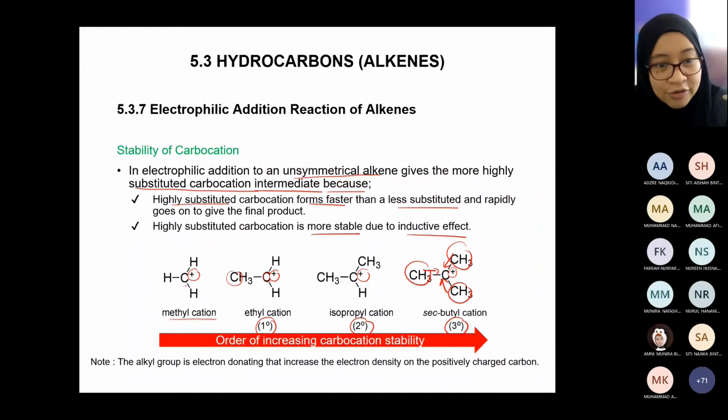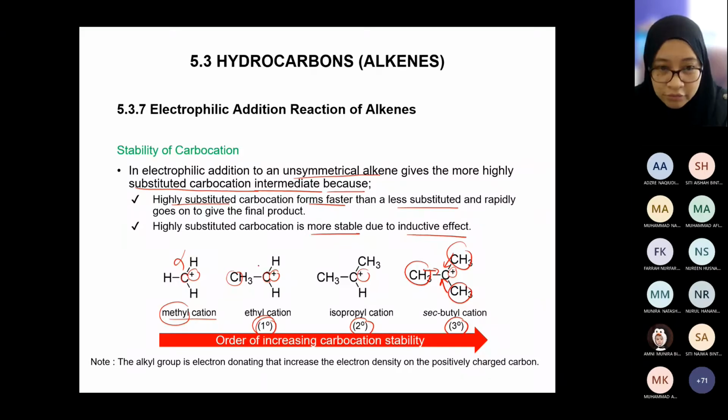But methyl cation, nampak tak? The carbon is not attached to any of the carbon. Okay, the carbon is not attached to any carbon. So this is what we call methyl cation. It is not the same as primary carbocation. So this is very, very unstable.